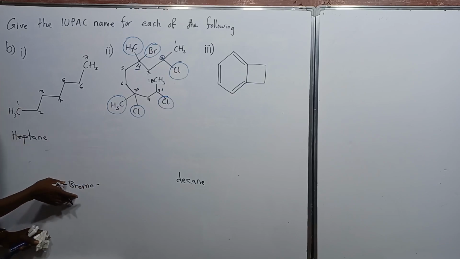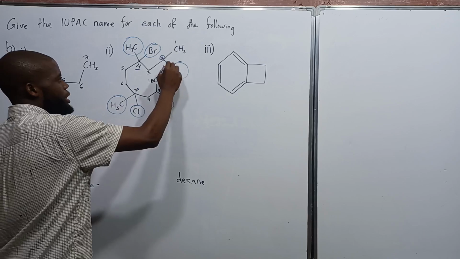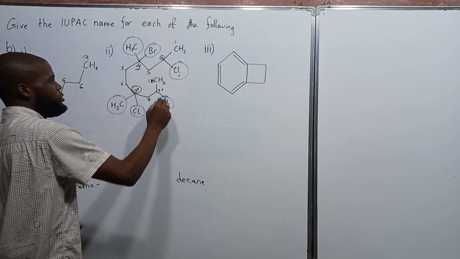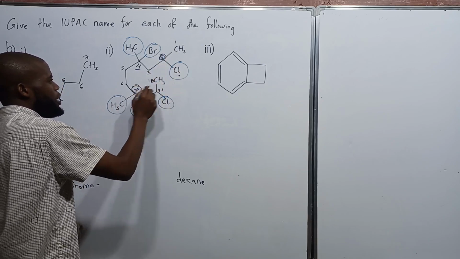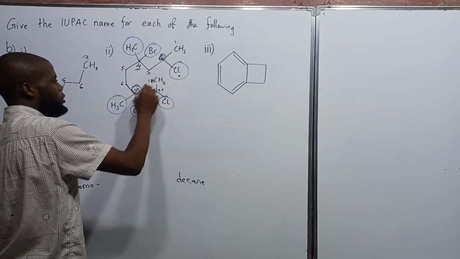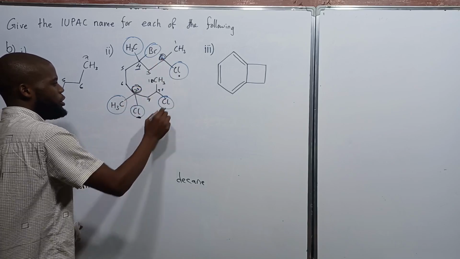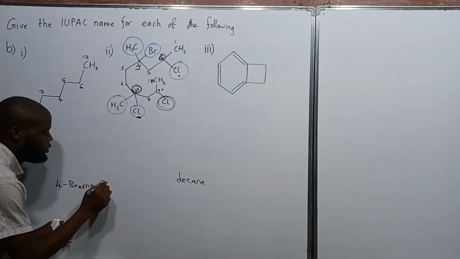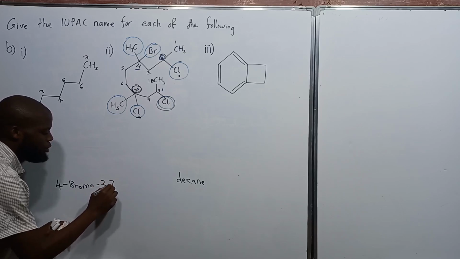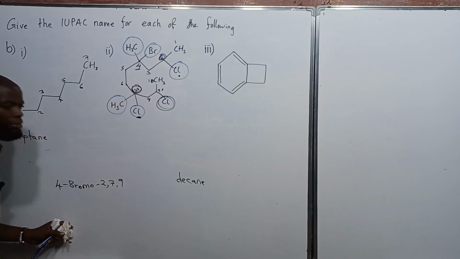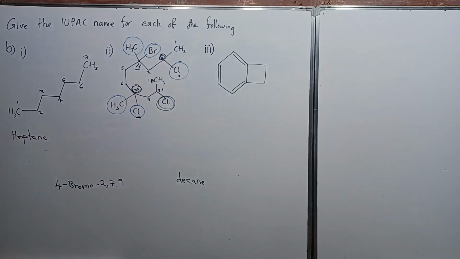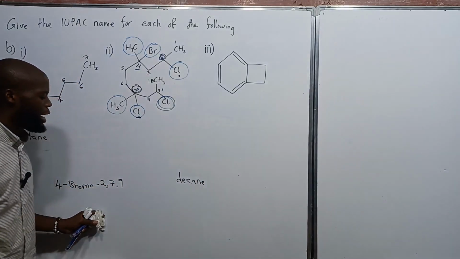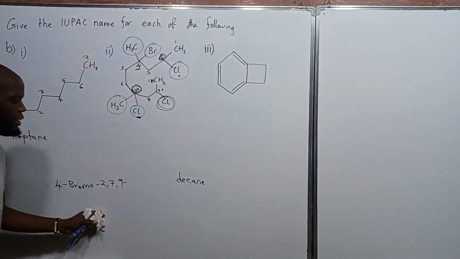Then after bromo comes chloro before methyl. At carbon number 2, there is a chloro. At 7, there is also a chloro. And at 9, there is a chloro. So at carbon number 2, 7, and 9, there are chlorine atoms attached. So now, in total, we have 3 chlorine atoms, 3 chloros that are attached.